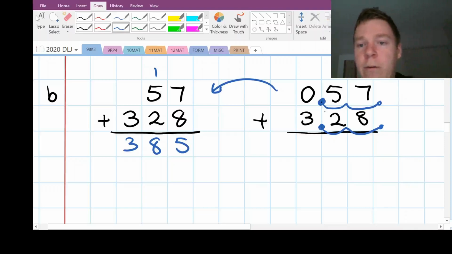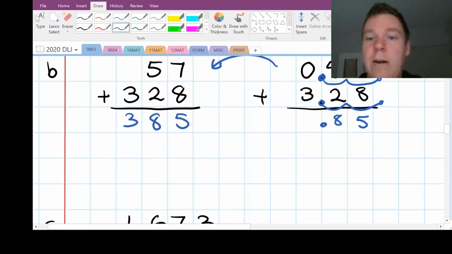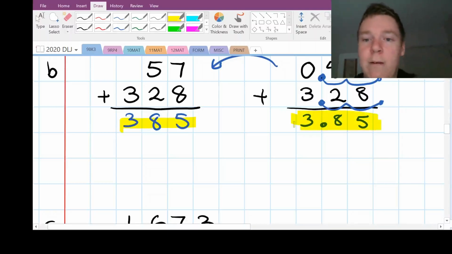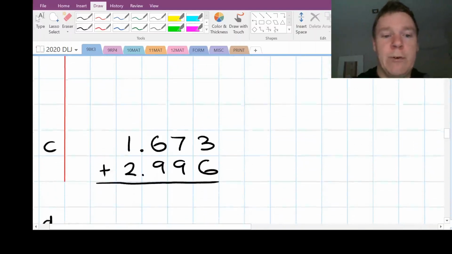Okay, so 7 plus 8 is 15. 1 plus 5 plus 2 is 8. Decimal point gets carried down, and 0 plus 3 is 3, so 385. So you can see that we ended up with the same digits, but the decimal point is just in a different spot. Alright. Last one for addition.